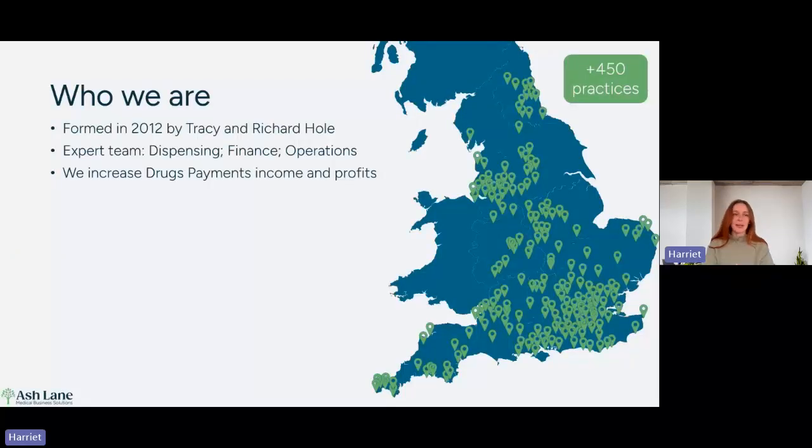Very briefly, a bit about who we are. We were formed in 2012 by Tracy and Richard Hole. You'll be noticing a number of repeat surnames here. We are a family business. So Kay's already mentioned my background. I won't go through that again. But we have also got a really expert team, including some dispensing managers and other financial and operational expertise as well. Ultimately, our aim is to increase your drugs payments and profits, but it's also about putting you back in strategic control and making use of your data to ensure that you know what's going on in your practice. And we work with nearly 500 practices every single month in doing that.